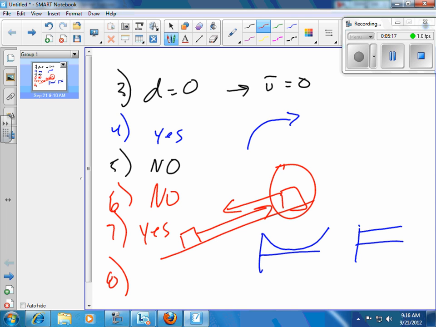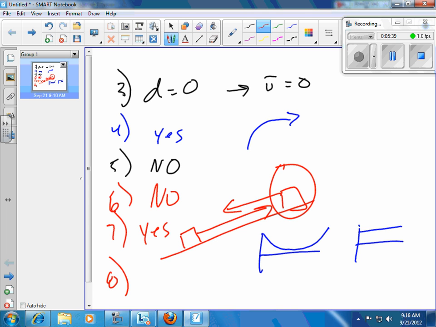Number 8. If a car has a greater maximum speed than another, does it mean that it also has a greater acceleration? Not necessarily. If a car has a greater maximum speed than another, does it mean that it also has a greater acceleration? No.